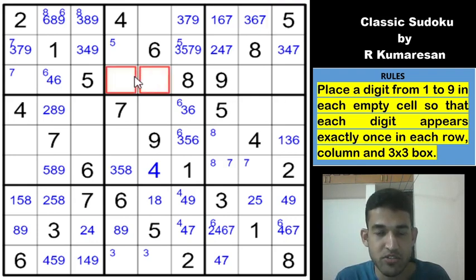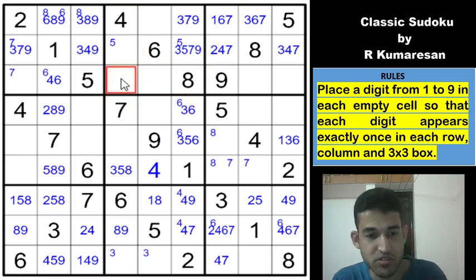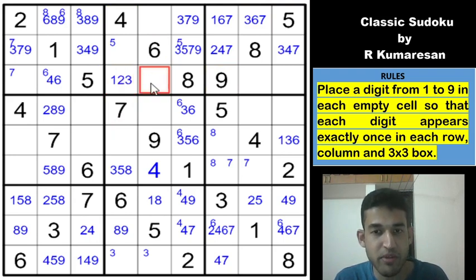Let us look at these two cells. So 4, 6 and 8, 5 and 9. Which means these two cells must be 1, 2, 3 and 7. You can't have a 7 here. So this is 1, 2, 3 and this would be 1, 2, 3 and 7.